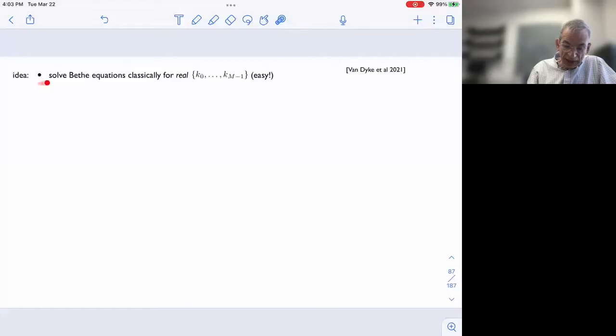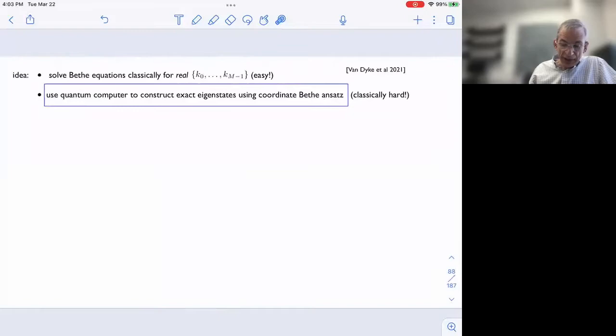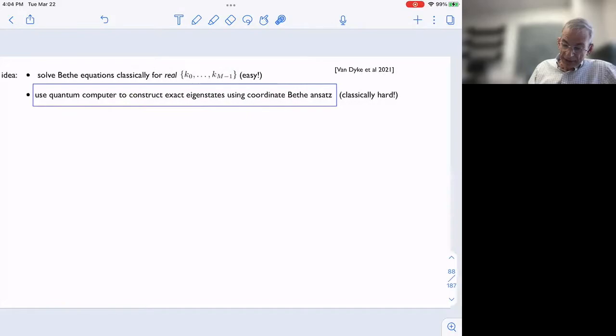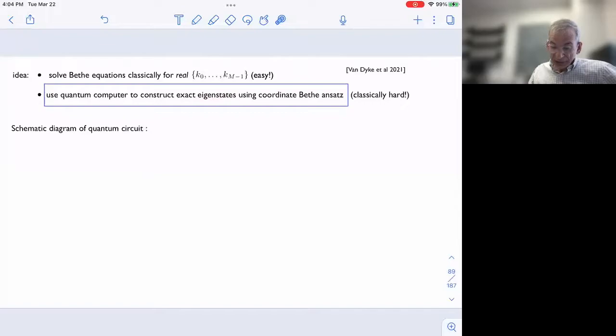So the idea was, okay, let's do that using classical computers, but then use a quantum computer to construct the exact eigenstates using the coordinate Bethe ansatz, which I described at the beginning of the talk. And this is something which is classically hard. So the idea would be to do this part on a quantum computer. And they provided an algorithm that'll do exactly that. So let me try to describe their algorithm, and I'll do it in pictures. So here is a schematic diagram of the quantum circuit that they proposed.